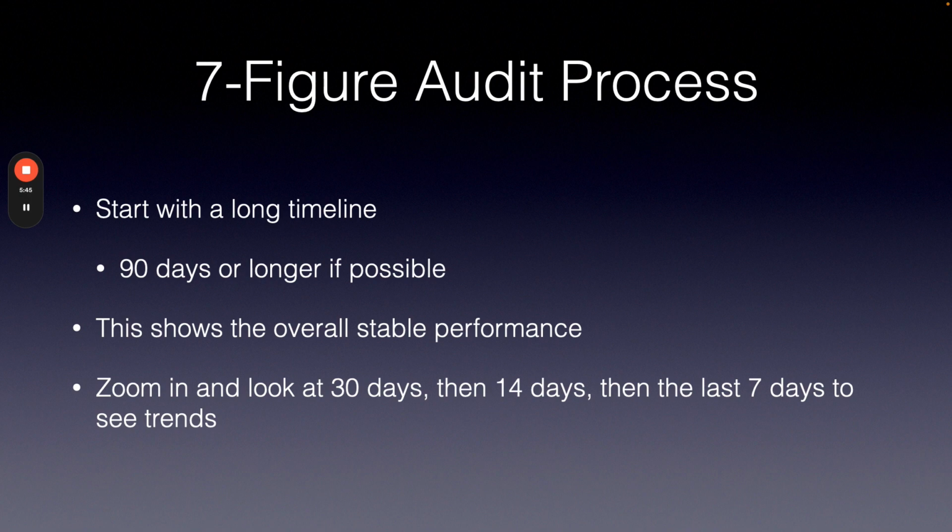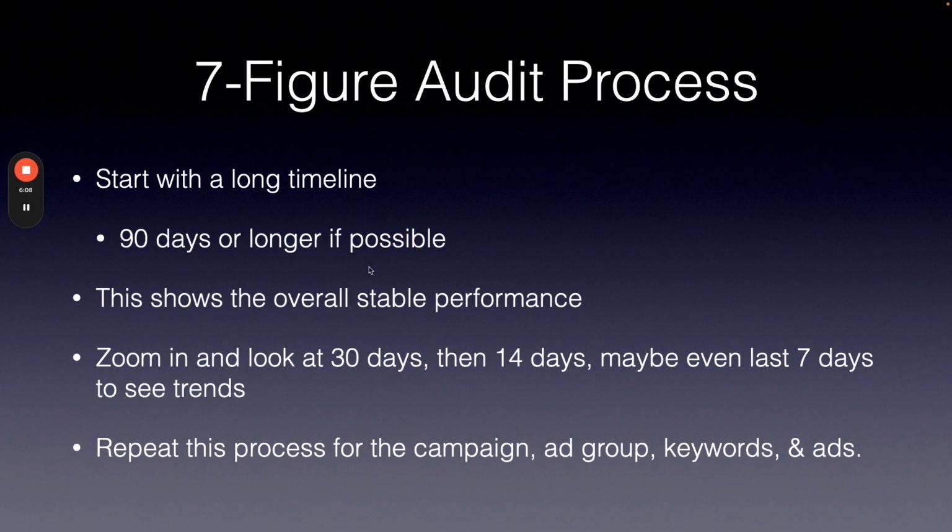The more data you have, the more true that data is. So if you have 90 days worth of data, let's say click data, that's how many clicks you're getting, your click-through rate, your cost per click. Then we look at 30 days, 14 days, and 7 days to see, is that stable performance going to change? Is it going to go up or down? That's really all we want to know. And we repeat this process at the campaign level, the ad group level, the keyword level, and the ads level to know what we might need to change.